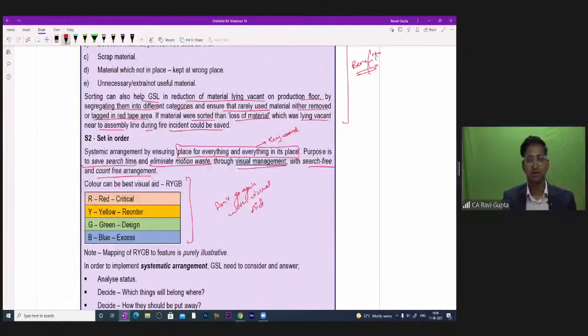so that you can easily find where this paper is placed, and you need not waste time in searching. But the red tag and yellow tag are completely different. The red tag denotes things that are not required, that are waste, and should be disposed of or sold as scrap. Yellow tag: we need it, but not now.